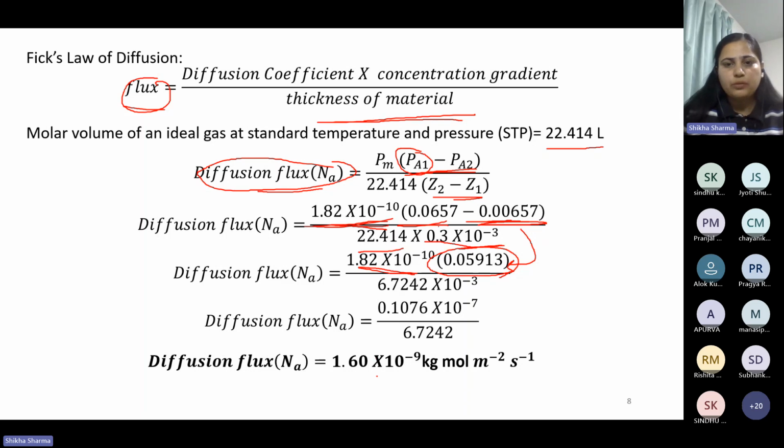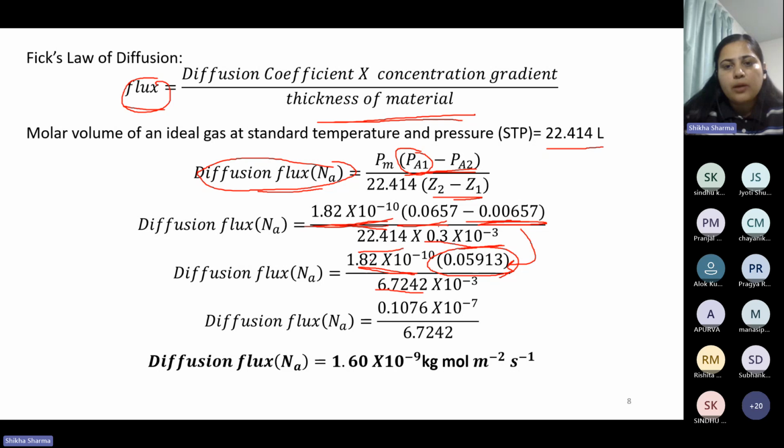Okay, so we were solving this question. So 1.82 into 10 to the power minus 10 into, since we subtracted and we got 0.05913, divide by, when we multiply this value 22.414 into 0.3, it is going to give 6.7242 into 10 to the power minus 3.